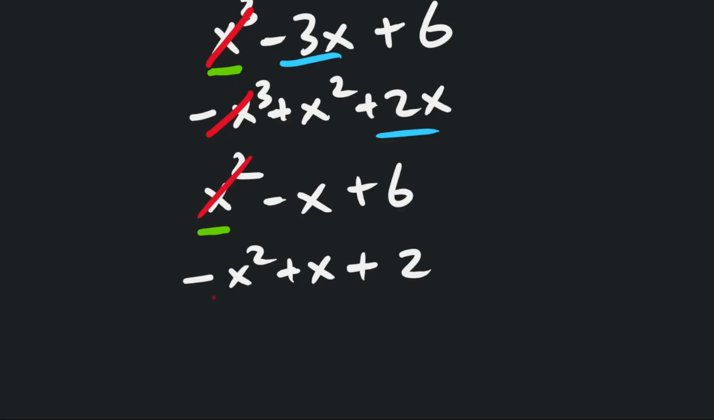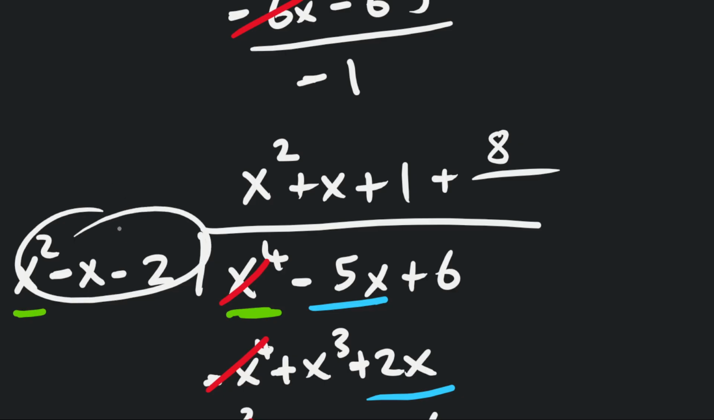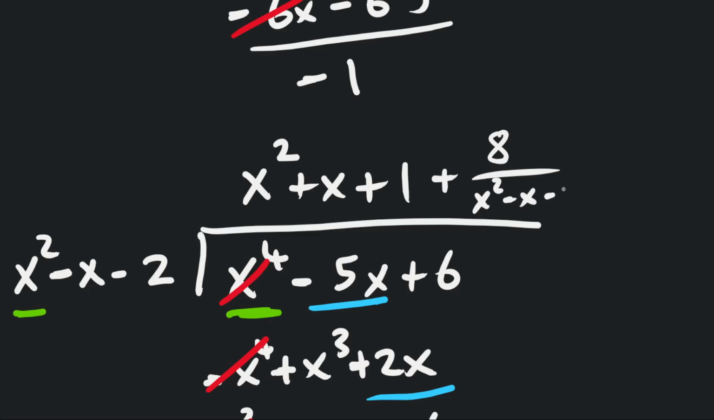X squared minus x squared cancel out. Minus x and plus x also cancel out. We have 6 plus 2 in the end, which is 8. And we're left with just a number, a constant 8. So that will be part of our remainder. Plus 8 over, and then what we're dividing by right here, x squared minus x minus 2. There we go.